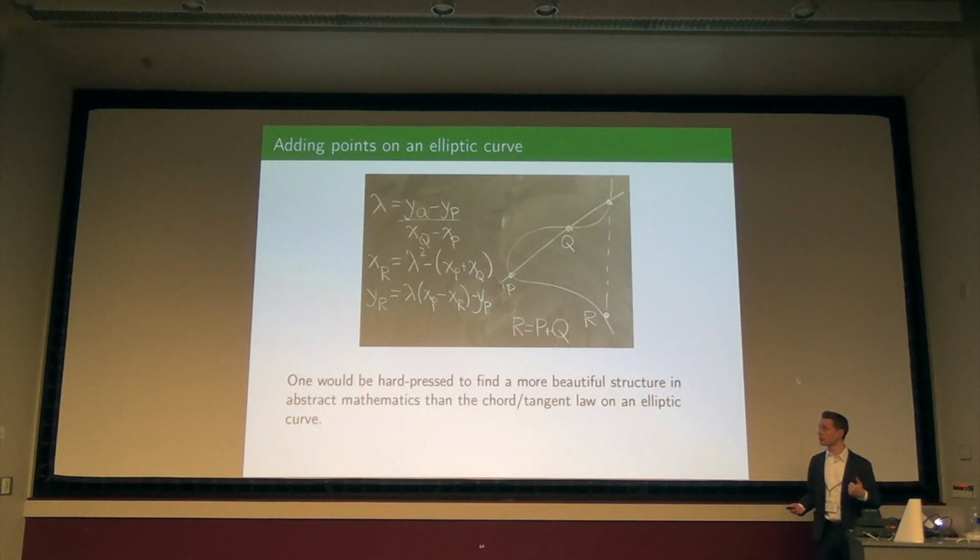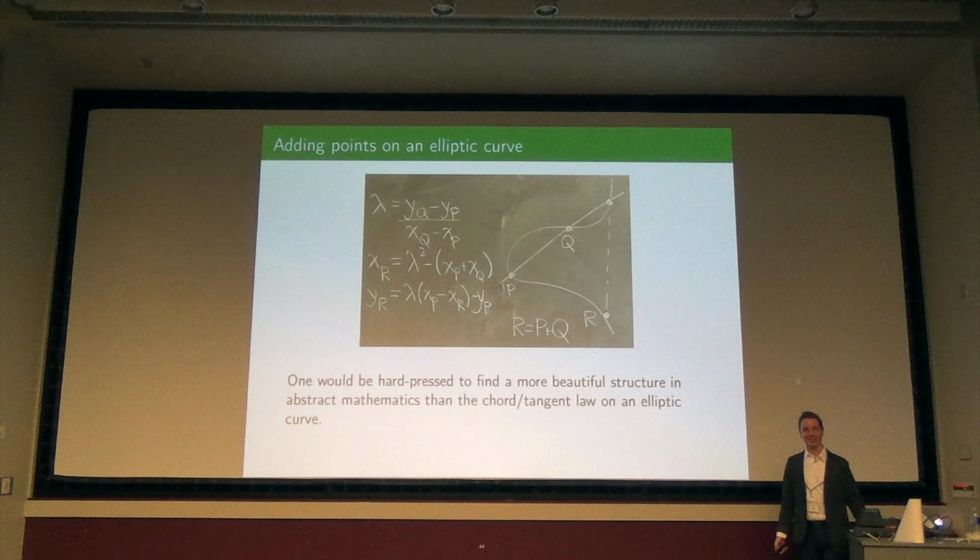So pretty cool. Oh my gosh, I don't know that I'm given the license to say things like this. One would be hard-pressed to find a more beautiful structure in abstract mathematics than the points on an elliptic curve. This is a sign I've lost my connection to reality. But anyway, that's the nature of obsession, I guess. Okay.